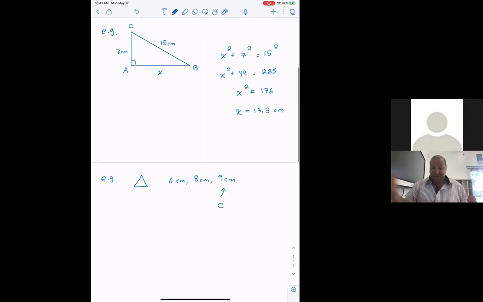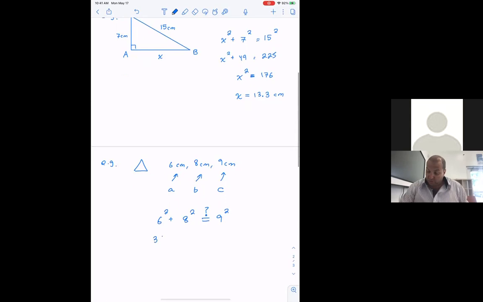A and B doesn't make a difference. So we'll call 6 centimeters A, we'll call 8 centimeters B. And the question is, 6 squared plus 8 squared, is this equal to 9 squared? Question mark over the equal sign, because we're checking, we don't know. Well, 6 squared is 36, 8 squared is 64, 9 squared, still not sure, so still with a question mark.